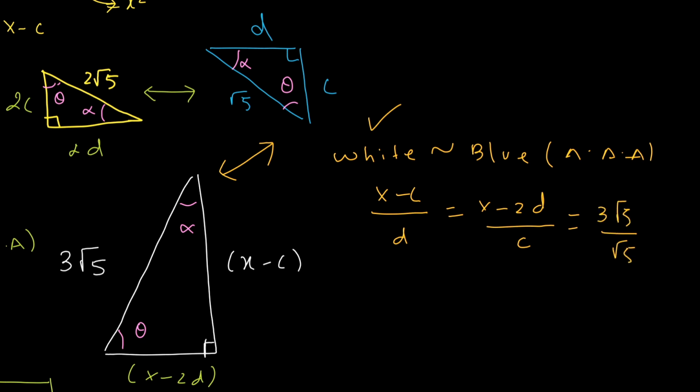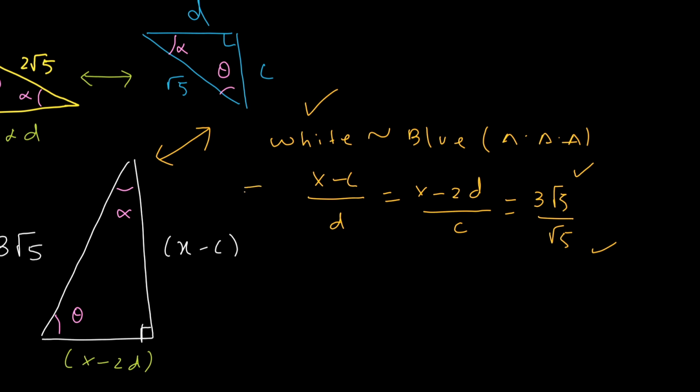In the numerator we have taken the side lengths of the white triangle, and in the denominator we have taken the side lengths of the blue triangle. Now look carefully in this particular equation. So we can see that in this third equation, the square root of phi can be cancelled out. What remains is only 3. So (x minus c) upon d is equal to (x minus 2d) upon c, and this thing is equal to 3.